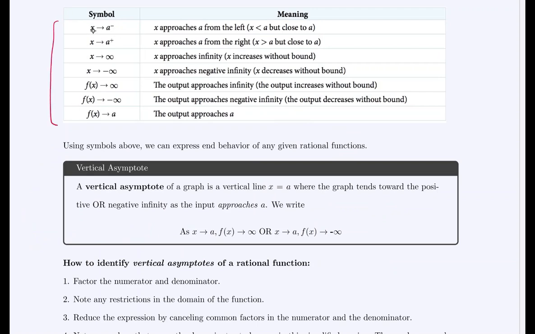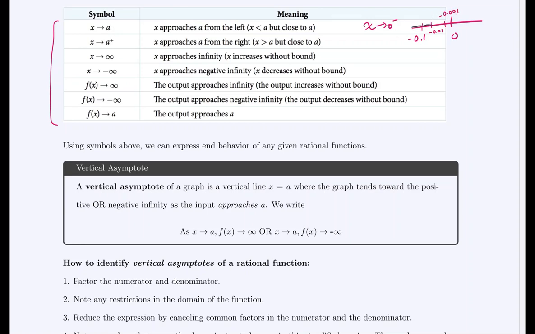Now here we've just got some symbols that you might see. This should be read as x approaches the point a, and the superscript with the negative symbol means from the left. So as x approaches a from the left, and the plus should be read as from the right. What this means is if we were looking at x approaches 0 from the left, we'd be looking at x values that get closer and closer to 0 through values from the left, so negative 0.1, negative 0.01, negative 0.0001.